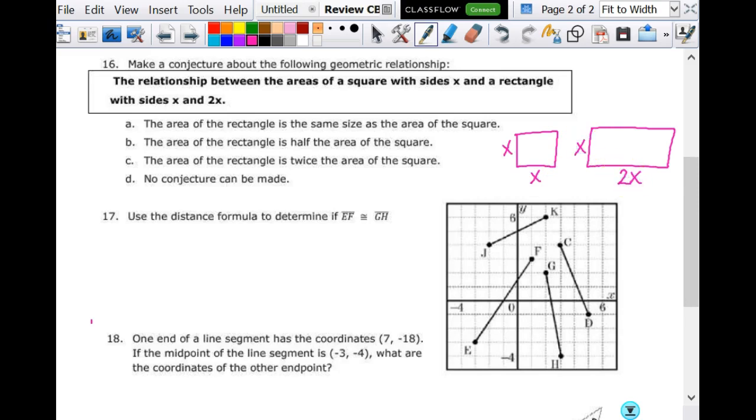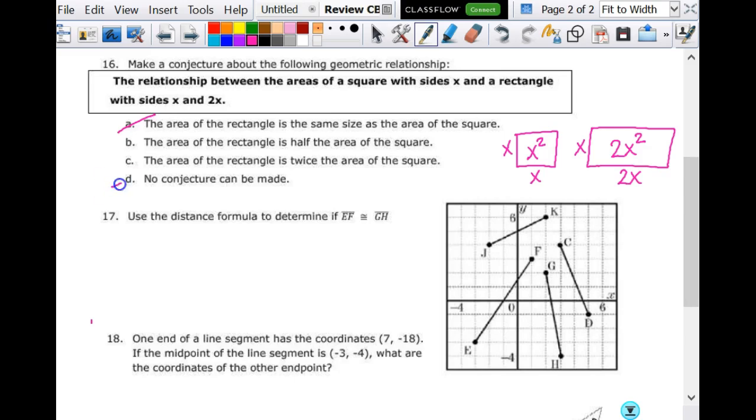So all of these statements talk about the area. So the area of the square, x times x is x squared. X times 2x is 2x squared. So the area of the rectangle is the same as the square? Clearly it is not, because it's x squared and 2x squared. The area of the rectangle is half the area of the square, or the area of the rectangle is twice the area of the square, or no conjecture can be made.